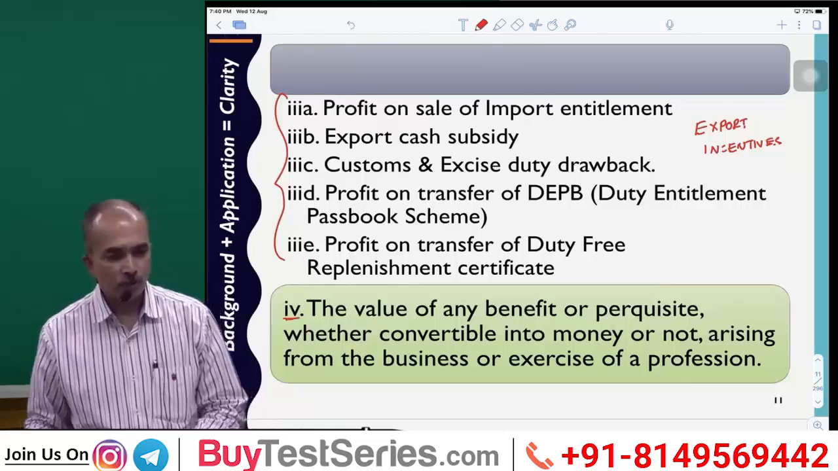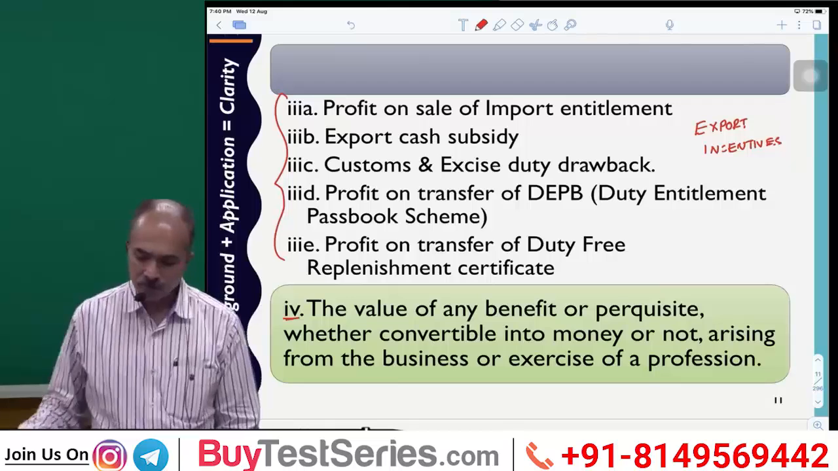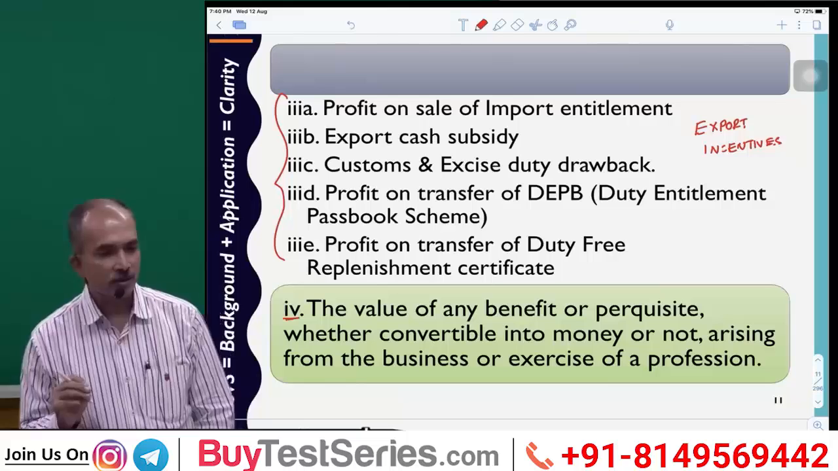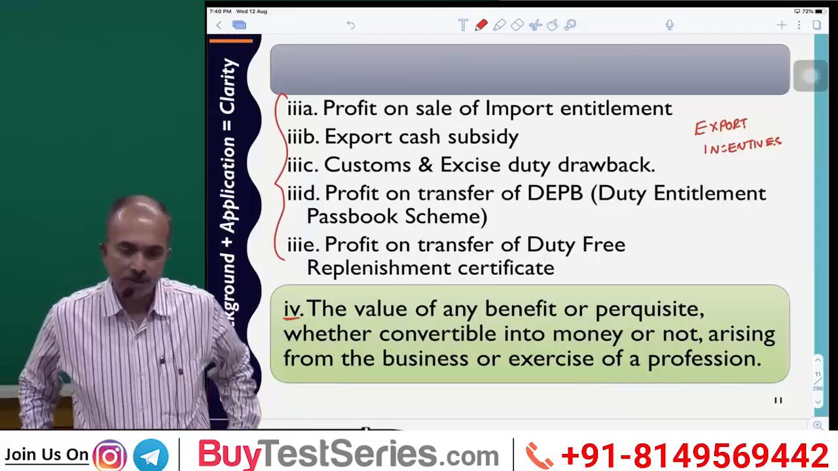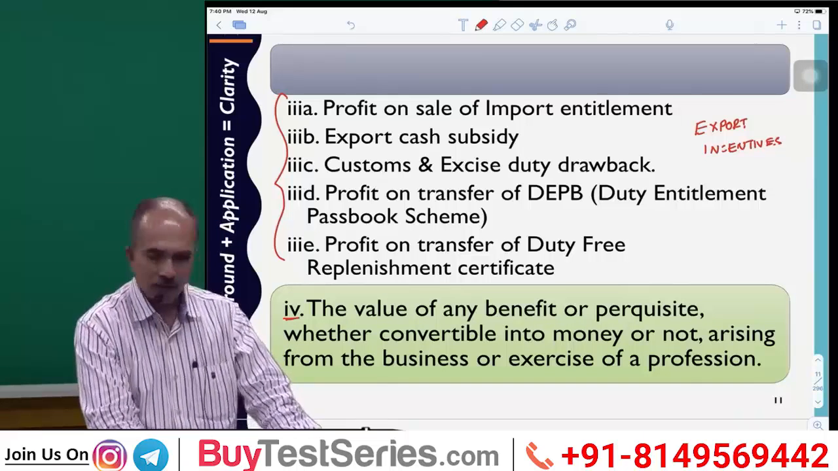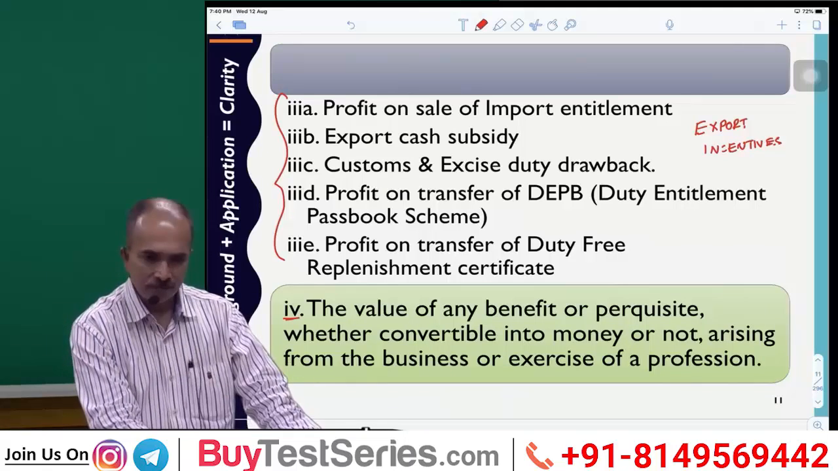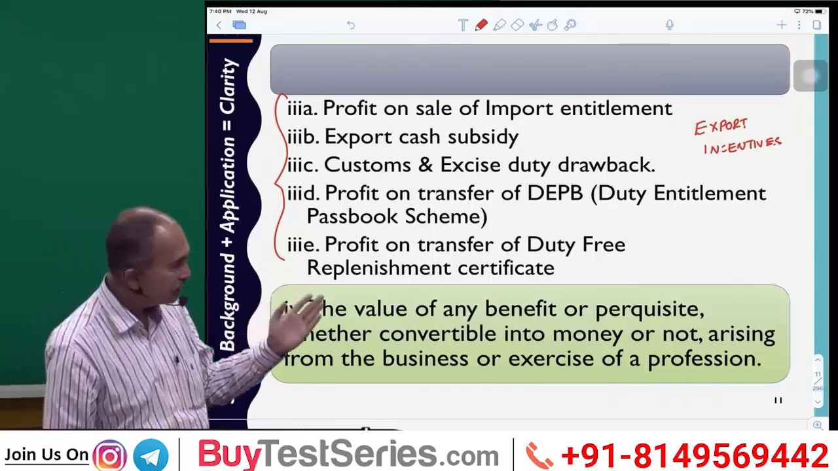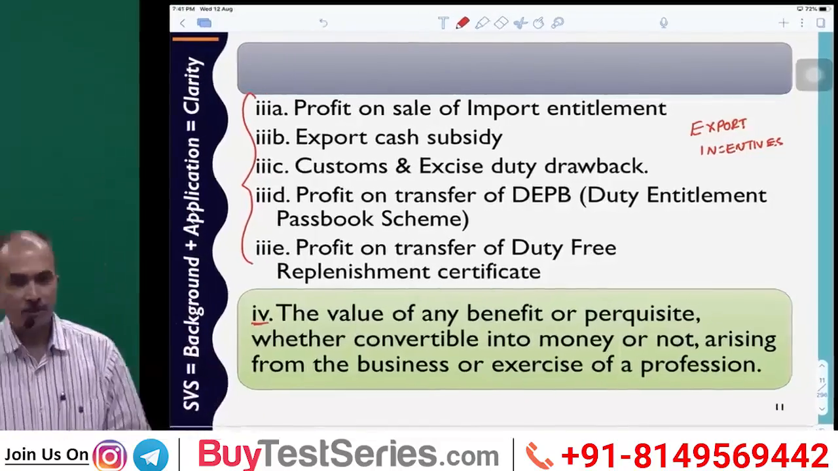That brings us to 28(4). 28(4): the value of any benefit or perquisite, whether convertible into money or not, arising from the carrying out of your business or exercise of a profession. Now, as a salaried employee, you have perquisites, like free accommodation or motor car or food facility, canteen facility, travel benefits and all that. But what could be a benefit or perquisite you can earn while carrying out your business or profession?